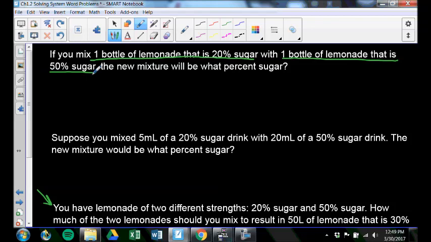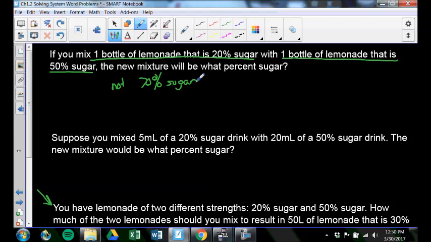If you're mixing 2 bottles of lemonade that are 20% sugar and 50% sugar, the new mixture will not be 70% sugar. And that's what people often do, is they want to add up the percentages. But these aren't amounts, they're ratios. 20% means out of every 100 bits, 20 bits are going to be sugar. Like out of 100 drops maybe, but drops is, you can't think of sugar that way.